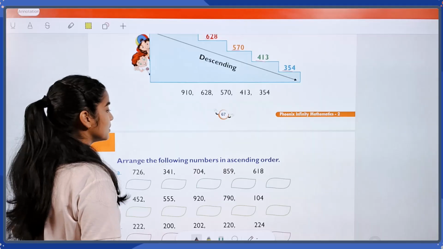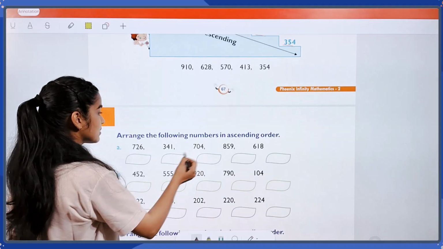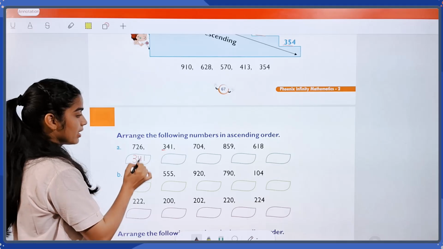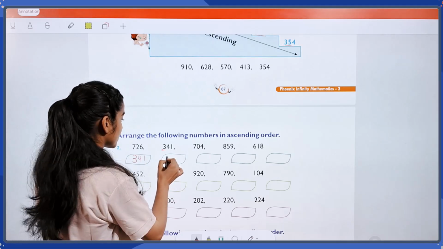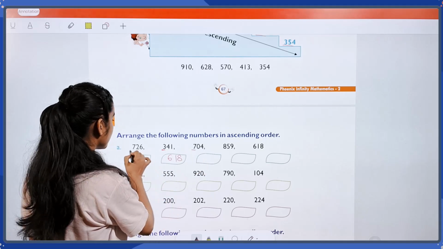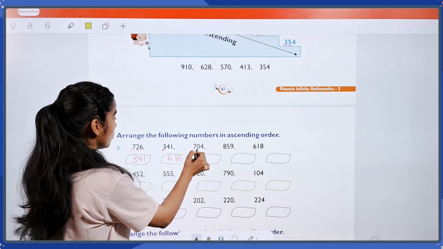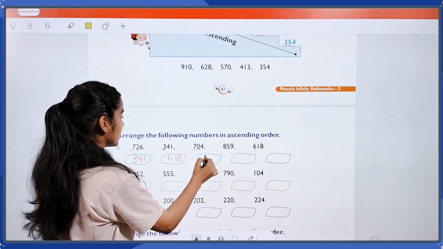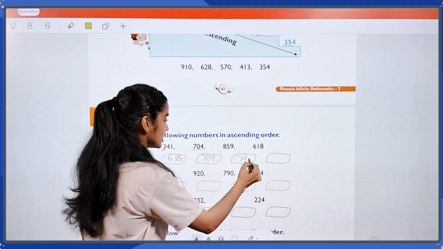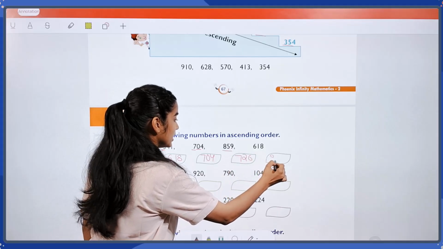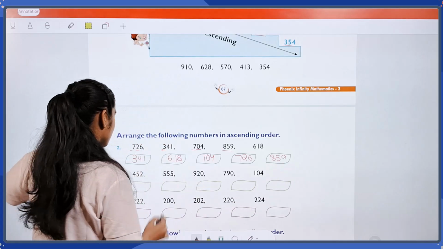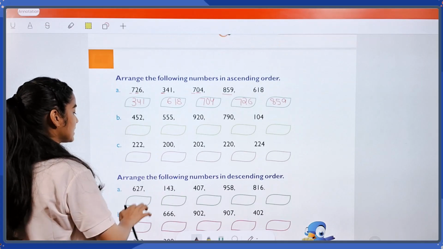Arrange the following numbers in ascending order. So which one is smaller? This one, 341. After 3 we have 618. After that we have the same number 7 and 7, so we check the next one. Among 2 and 0, 0 is smaller. So we write 704, then 726, and then the bigger one, 859. So, champs, you have to solve the rest of the two questions similarly as I do here.